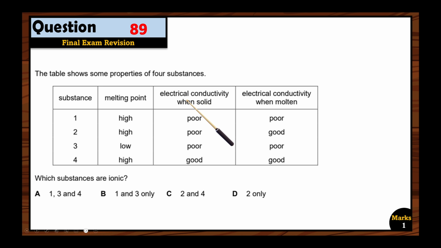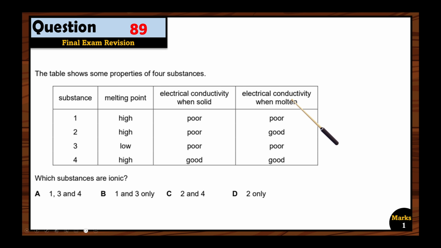Now let's see the electrical conductivity when solid. Of course it's poor. They cannot conduct electricity, right? So 1 is right. This one is also right. 4 is wrong, because it cannot conduct electricity when solid. So now we are just left with 1 and 2.